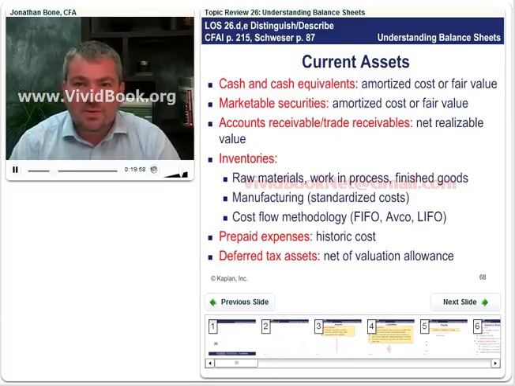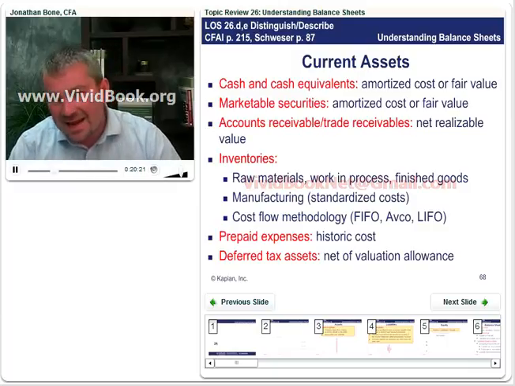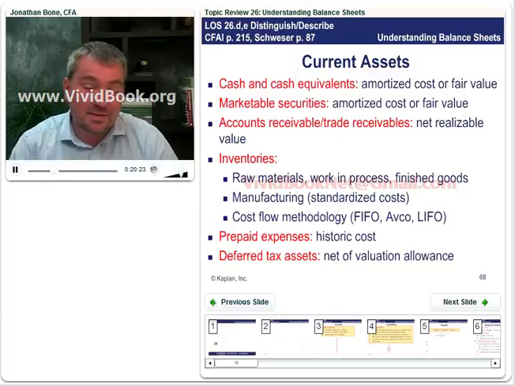Accounts receivable or trade receivables, net realizable value. So they're in there at what we believe we'll receive from the customer, of course, minus that bad and doubtful debt provision. Remember, if you know or if you suspect that the customer is not going to pay, and of course that will be based on your past experience, you have to reduce your accounts receivable. Remember, the definition of an asset is a future economic inflow of benefit. If the customer doesn't pay, there is no inflow of benefit.